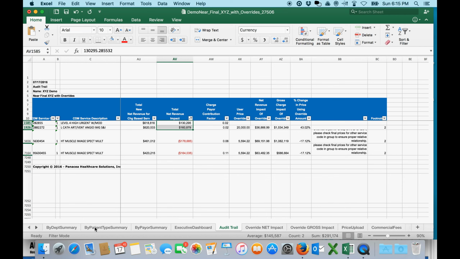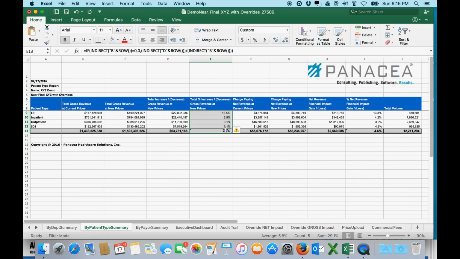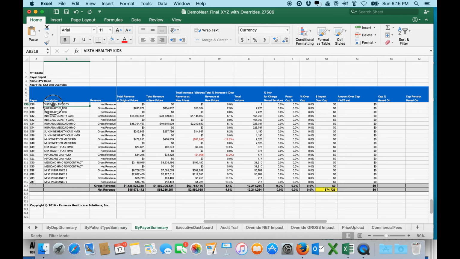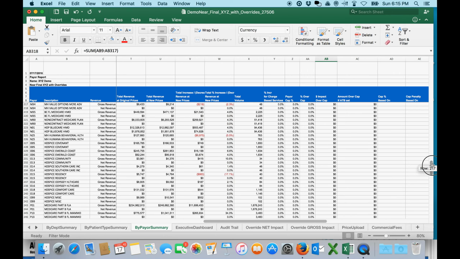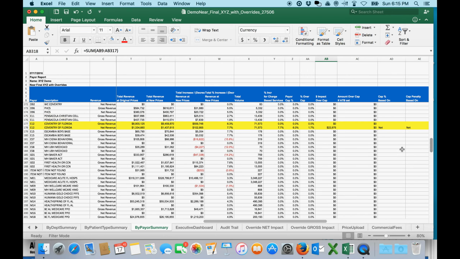And we have other reports, like the patient type summary, where you can see the breakdown of the 4.4% increase by patient type. You could see the net revenue broken down by patient type. We have a breakdown by payer of the impact. And you could see here's the payer cap, 74,000. This same payer tab not only shows you the gross and net revenue changes at the plan code level and at the patient type level, but this is where you would actually see the quantification of your payer cap issues.